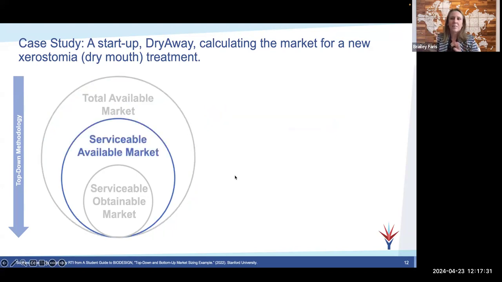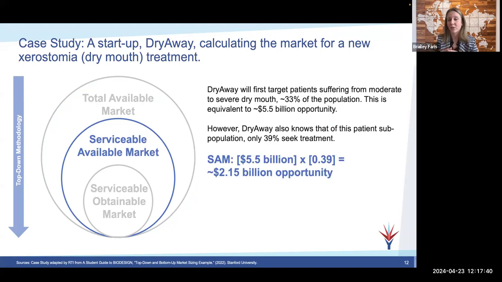So DryAway then thinks about what market segment would most benefit from the treatment. They do some additional secondary research, and they learn that about 33% of the patient population suffers from moderate to severe dry mouth. And the company thinks that that's a good fit for their first target market. They also do some more research to find out that of that moderate to severe dry mouth patient population, only about 39% of patients are actually seeking treatment. So the company understands that that's the portion of the market that they could potentially capture.